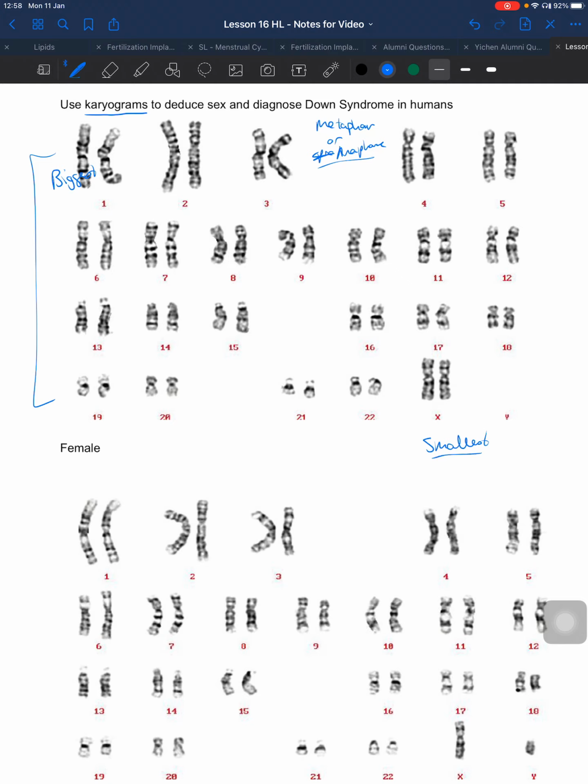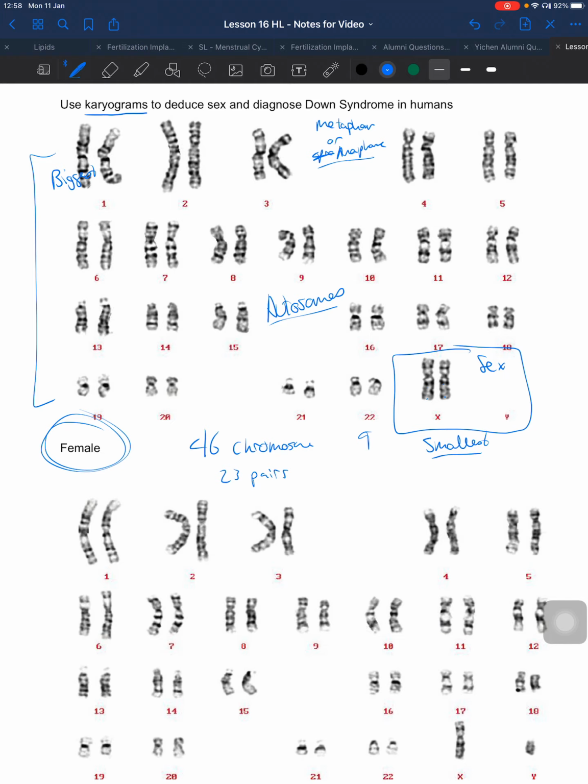Okay, so you can see size-wise, chromosome 1 is the biggest, chromosome 22 is the smallest, and then over here we have our sex chromosomes. Remember, we call the rest of these autosomes, so the non-sex chromosomes. This is a normal person, so there's 46 chromosomes, 23 pairs, and so each chromosome has one pair. Now the sex chromosomes have two X chromosomes, so we know it's a female here.